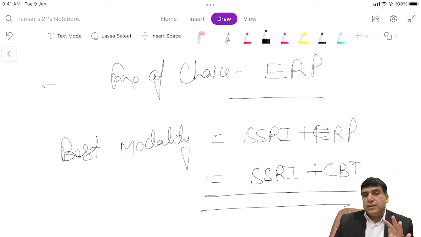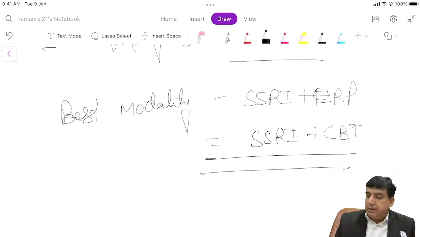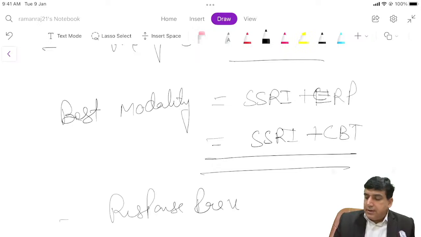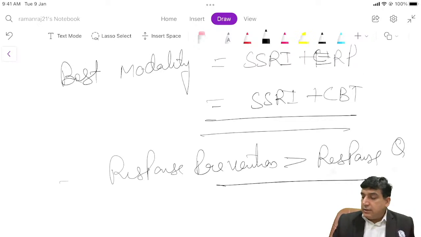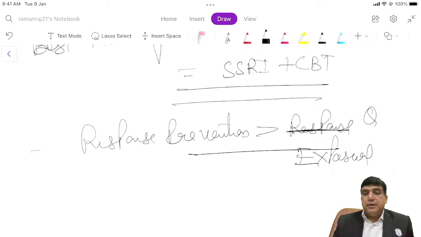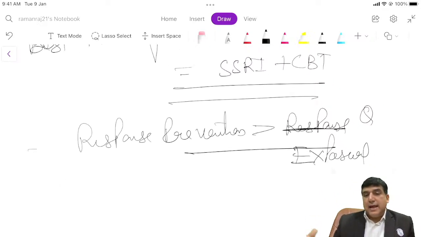Drug of choice is what? Fluvoxamine. In exposure and response prevention therapy, please remember, response prevention is more effective than exposure. Sometimes they give them separately also. So if they give them separately, response prevention is better than exposure. If you expose the person and you do not prevent the response, then what will happen? The patient will keep doing that act again and again. So response prevention is more important than exposure.